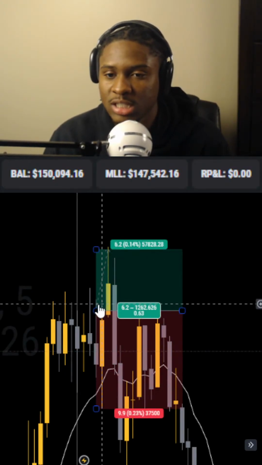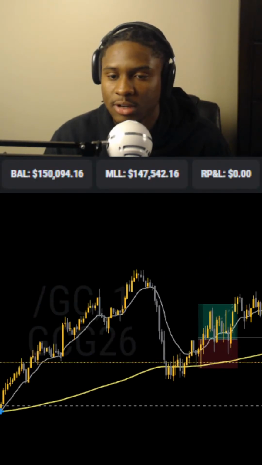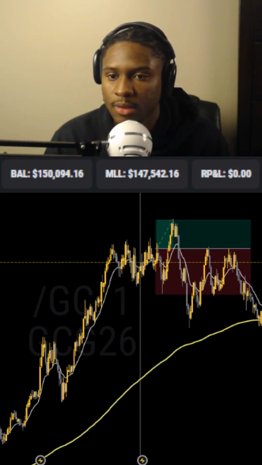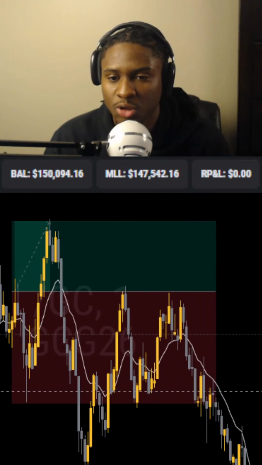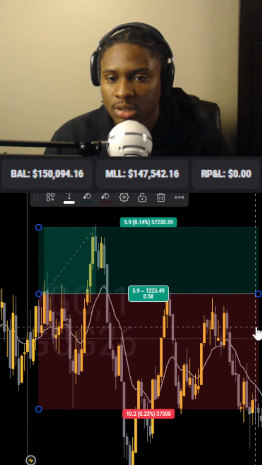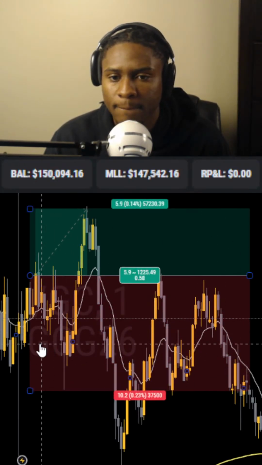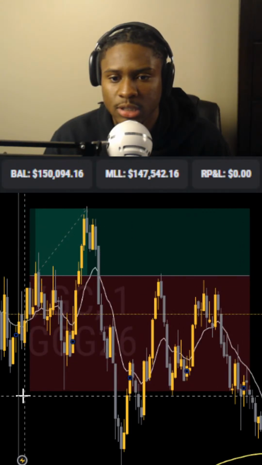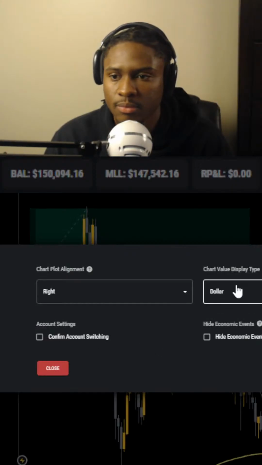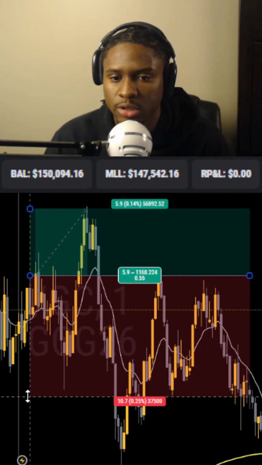But this looks clean on the 5 minute, but on the 1 minute it was treacherous. The drawdown was insane. Let me see if I can pull that up. Yeah, so this is what it looked like on the 1 minute. I got in around here. Stop loss was around here.